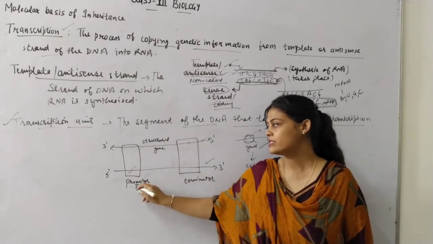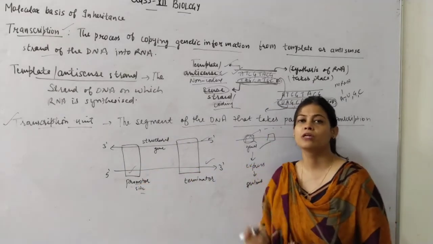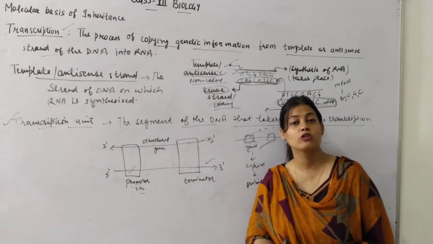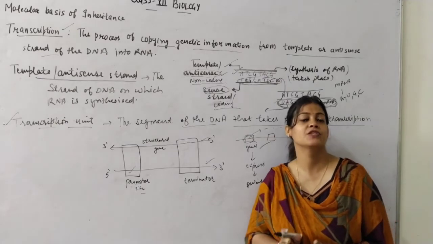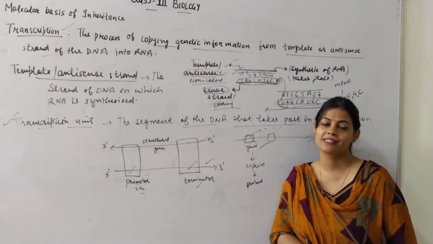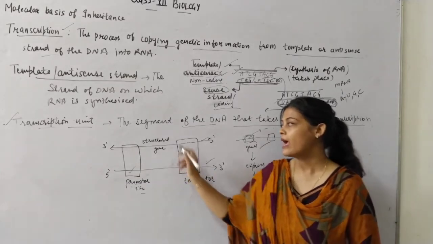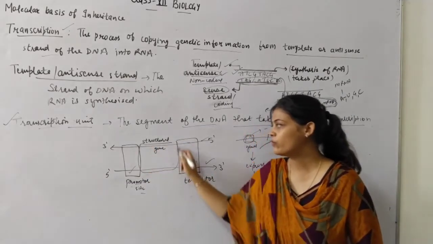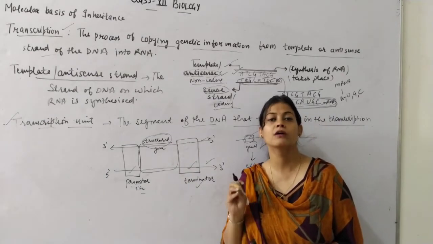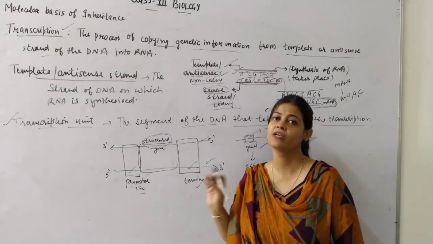So this side here you can see is the promoter site. Promoter means किसी भी चीज का start होना. So this is actually the initiation site or the promoter site from where the transcription actually starts, and this side is the terminator site where the transcription will stop. And this gene which is present in between is called the structural gene, which actually has the code for the formation of a specific protein.